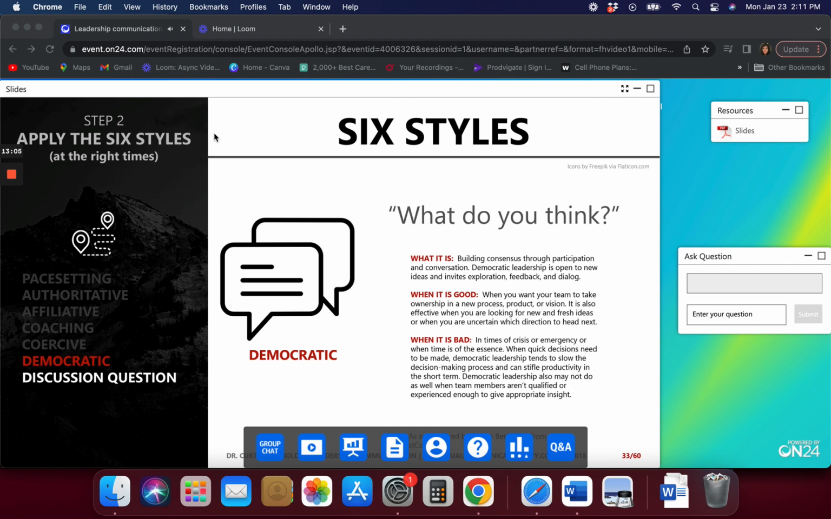Democratic leadership also may not do as well when team members aren't qualified or experienced enough to give appropriate insight. So you never want to give people a false voice where they feel like they're being heard, but they're not actually. If you ask people to provide insight about how to spend the budget, but they don't have access to how the budget is actually being spent, and their ideas aren't going to be able to be implemented because nothing is going to work within the budget structure, that's giving them a sense of false voice where they feel like they're being heard, but they're not actually.